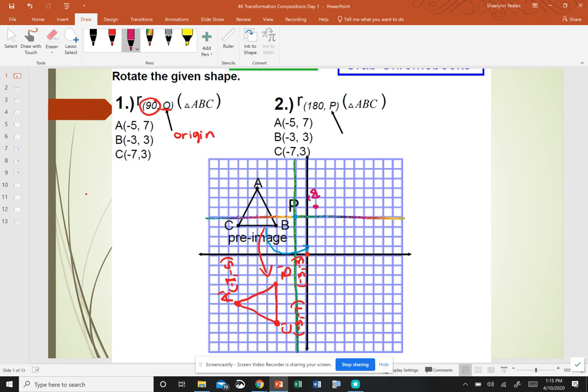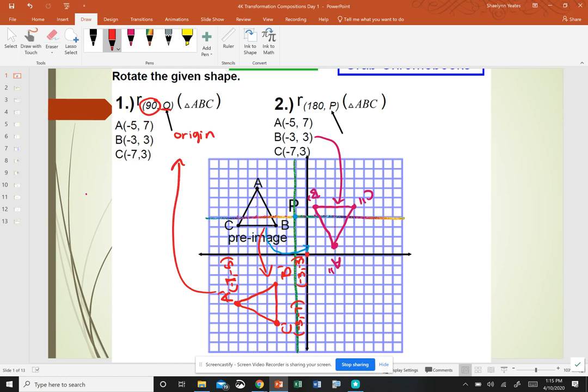Here's B double prime. And then C is 6, down 1. So 1, 2, 3, 4, 5, 6, down 1. Here's C double prime. Okay, then A is 1, 2, 3, 4, up 1, 2, 3. So 1, 2, 3, 4, 1, 2, 3. Here's A double prime. So here is my second triangle. And this is the first one.